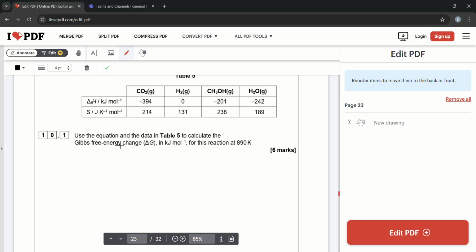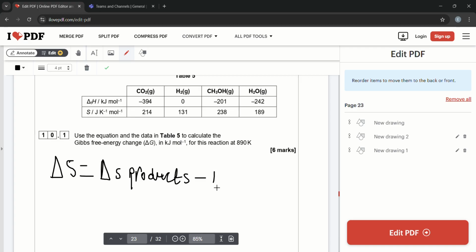6 marks. So first things first, anytime you get a question on Gibbs free energy change, 9 times out of 10 you're going to have to work out the entropy change. Unless they give it you in the question, which is unlikely, because if they did, it wouldn't be a lot of marks. And every time I see these questions, it's usually 2 or more marks. So entropy change is equal to entropy of products minus the entropy of reactants.